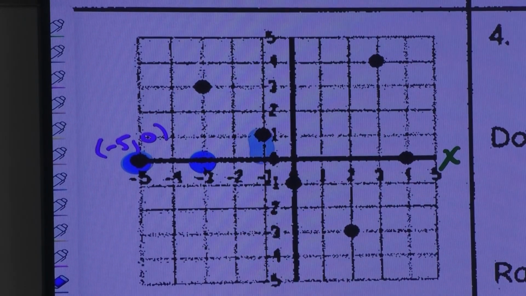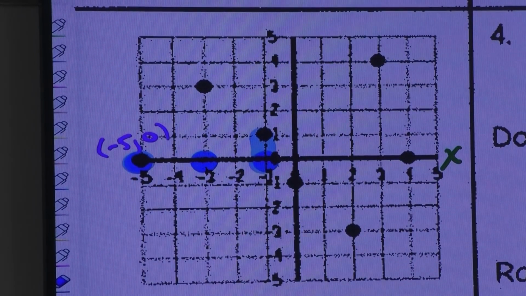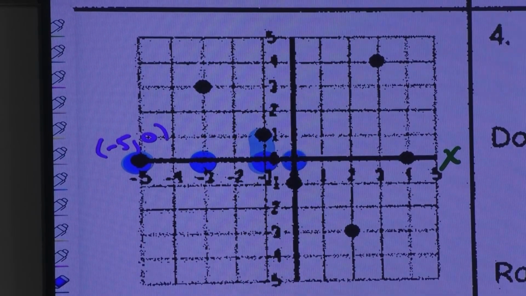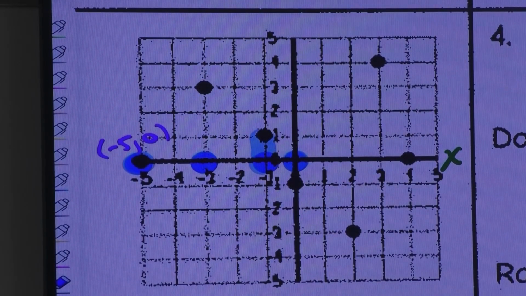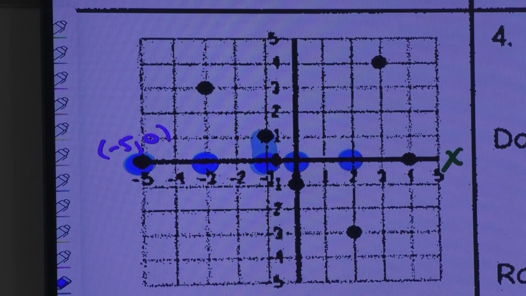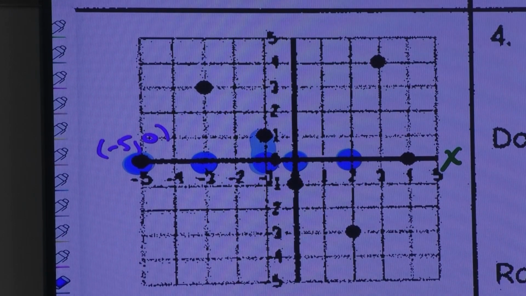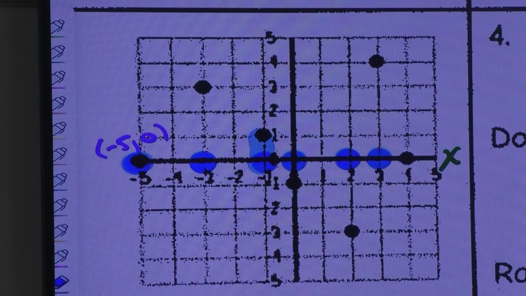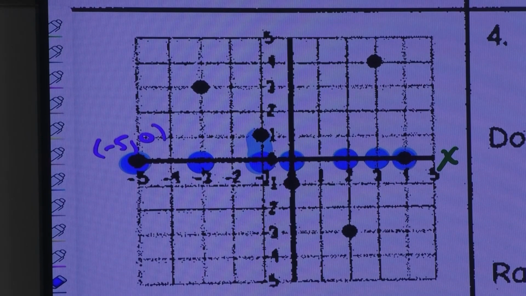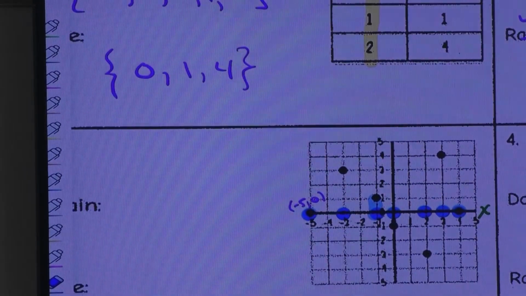This point right here has an x of -1. This point has an x that is 0. This point, if I go over to 2, then I could go down to find that point. 3 and 4. Now I can just look at that like a number line. So let's take a look at that.